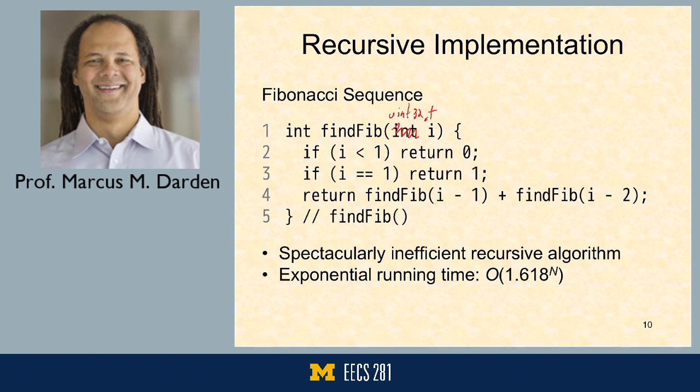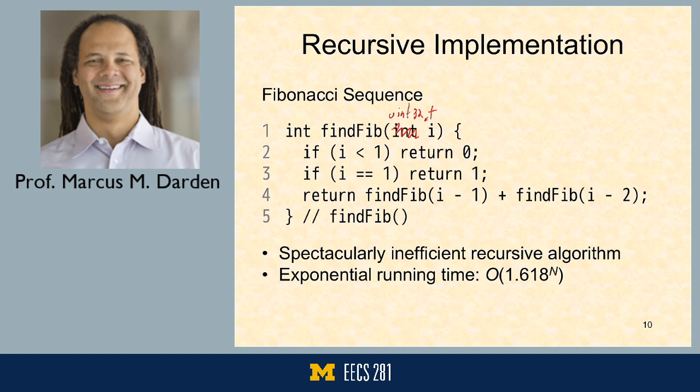So here in find fib, we just get our base cases there in lines 2 and 3. If it's 1, return 1. If it's 0, return 0. Otherwise, we just return the recursive call to find fib of I minus 1 and find fib of I minus 2. Very, very elegant looking solution. Very short. It works, but it is spectacularly inefficient, right?